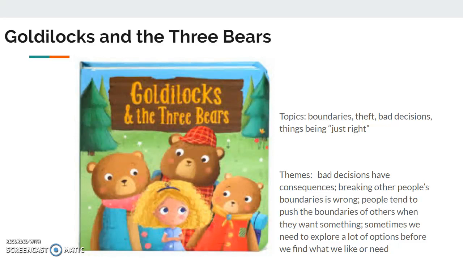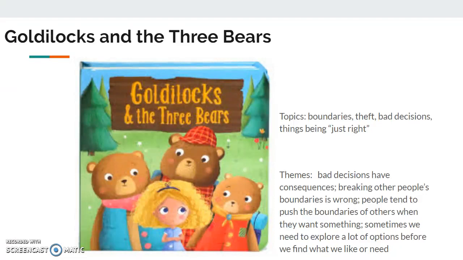In some versions, she's just chased out of the house. She gets a good scare. In other versions, she's eaten. So, depending on who you read. We also learn that breaking other people's boundaries is wrong, but that people tend to push the boundaries of others when they want something. So Goldilocks is hungry and she's tired, and she probably knows that it's wrong to break into someone's house and eat their food and sleep in their bed, but she needs the food and she needs the bed, so she breaks that rule.